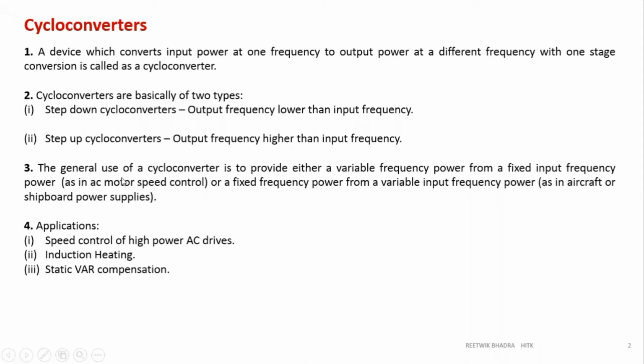What are the applications? It is used in speed control, the most important application, because if you change your frequency, what will change? Your synchronous speed, Ns equal to 120f by P. So if you change your frequency, you can change your rotating magnetic field speed, slip changes, torque changes, everything changes. Induction heating, static var compensation, you can go through these applications. All this can be done.